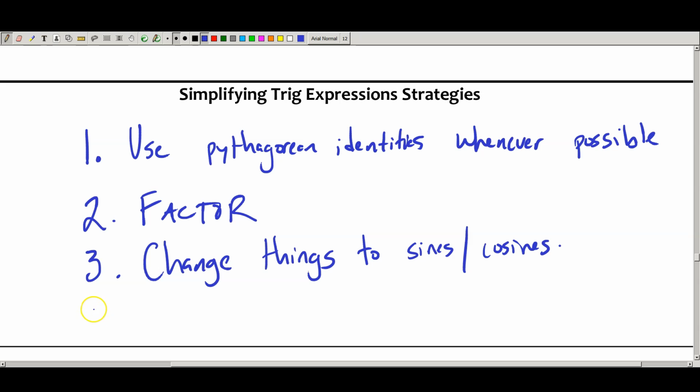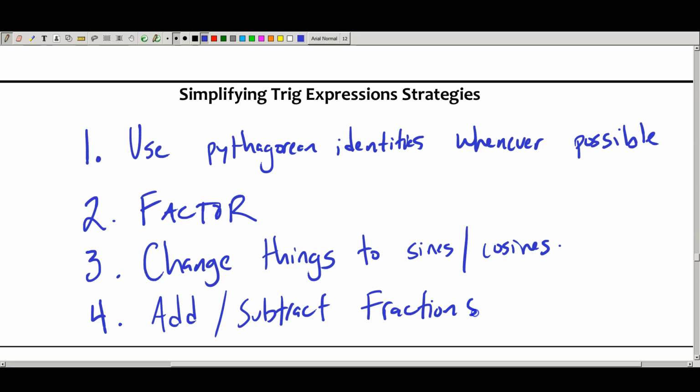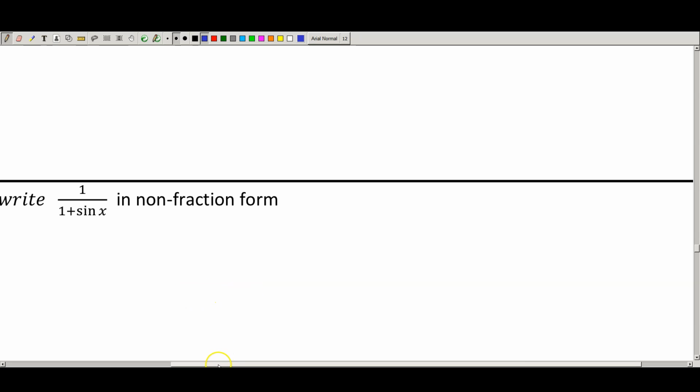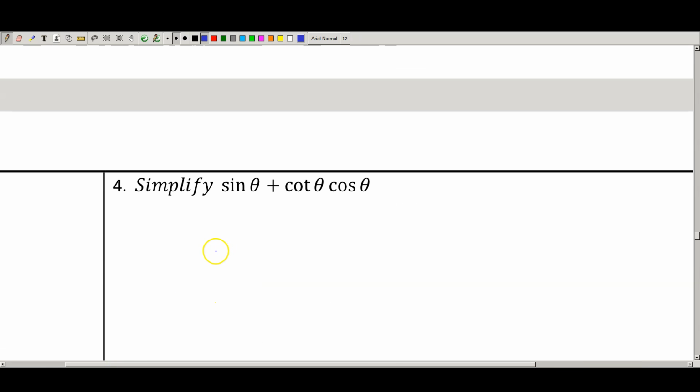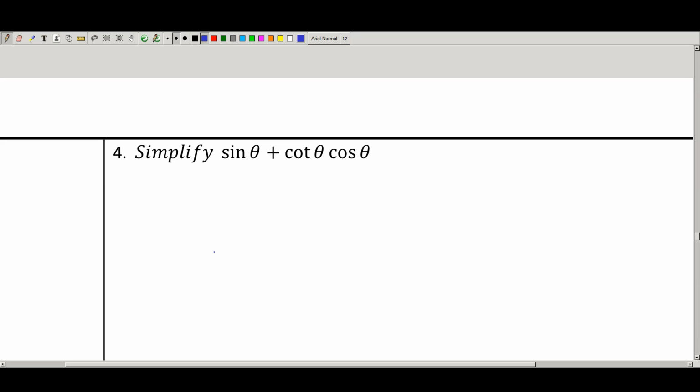The fourth one that I'm going to put in here and that you should add to your notes is add or subtract fractions. If there are fractions there, we may just need to add those fractions and combine those to make our expression simpler. Okay, so that's the fourth one. So we have all those now.